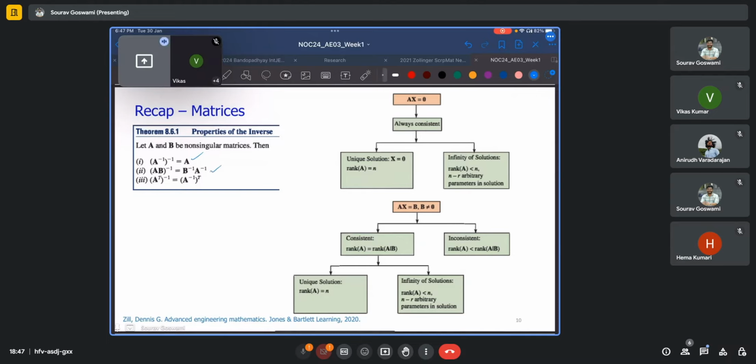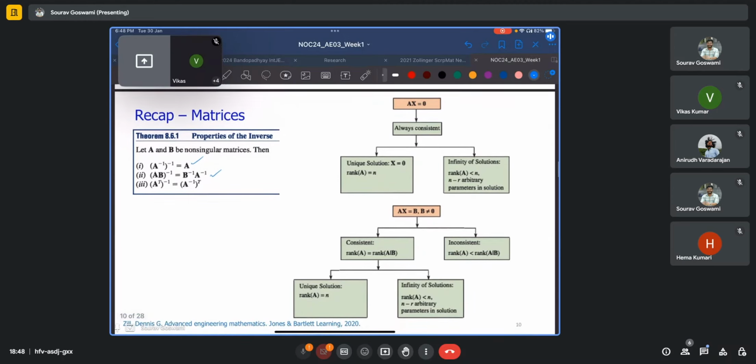As we are well aware, matrix multiplication is not commutative. So pre-multiplication and post-multiplication do not generally arrive at the same product. So A times B is not equal to B times A. So the inverse of AB equals B inverse A inverse. And the inverse of the transpose of A shall equal the transpose of the inverse of A.